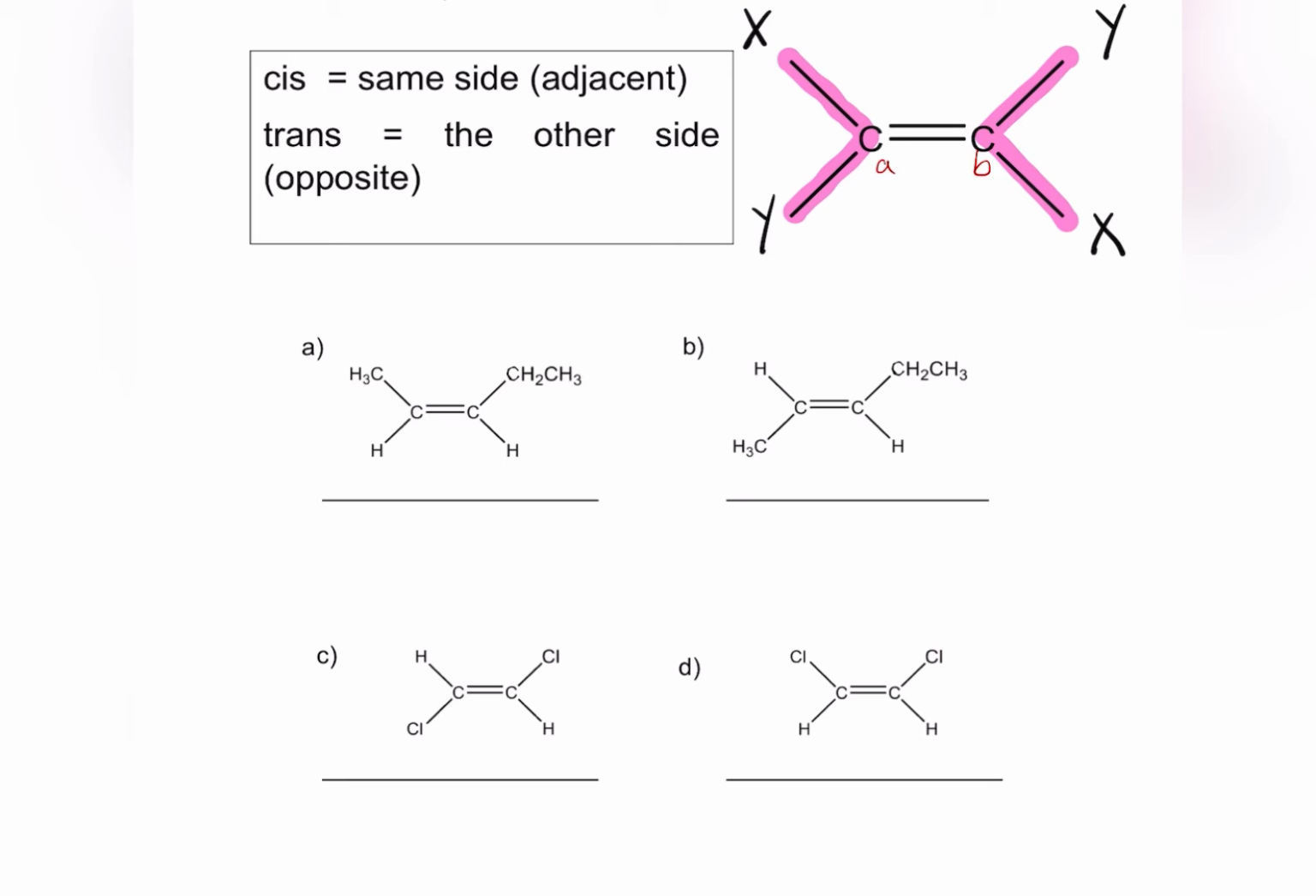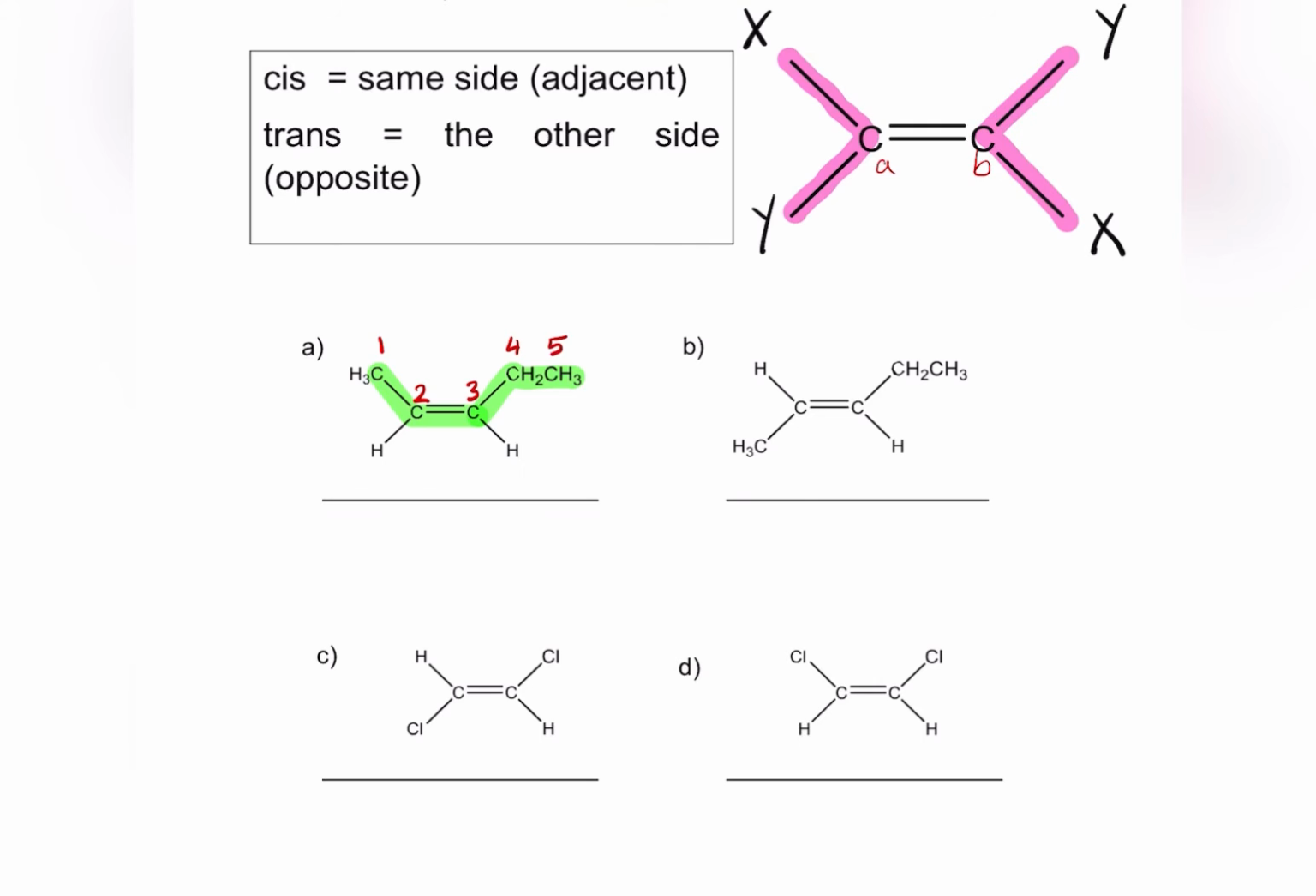For example, I got here 1, 2, and then I go here 3, and then I go up there 4 and 5. So I got 5 carbon atoms, and I'm going to give the numbering from the left because the double bond is closer to the left. The concept is still the same.